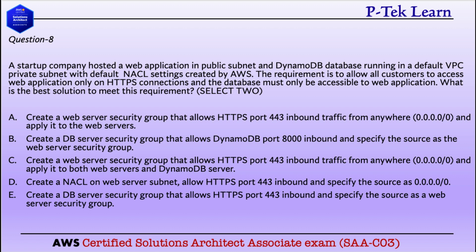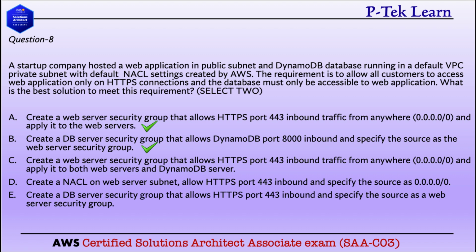That's it. So option A opens up the security group for the web server, and option B creates a security group for the DB server that allows only the traffic coming from the web server security group. So option A and B are the correct options here.